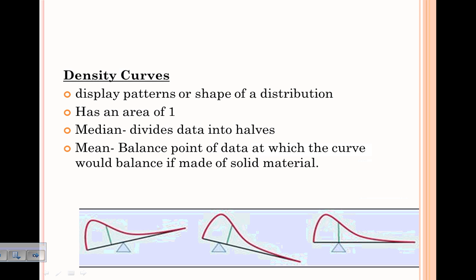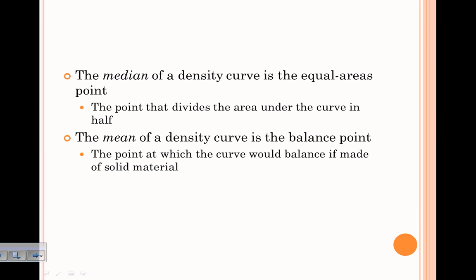All right, so density curves, they display the patterns. They have an area of 1. The median divides into 2 halves. The mean is the balancing point. This is all review of what we've kind of been talking about. So the median, again, divides it into halves, and the mean is the balancing point. That's kind of redundant. Sorry about that.